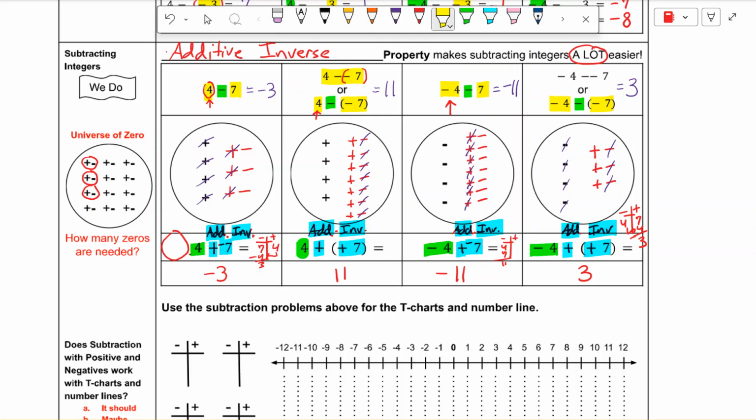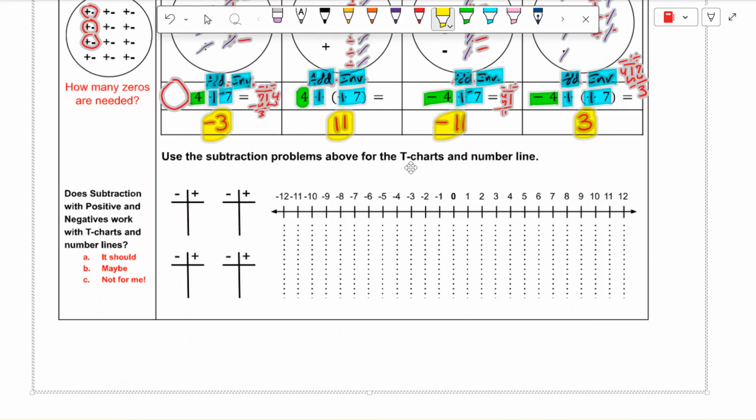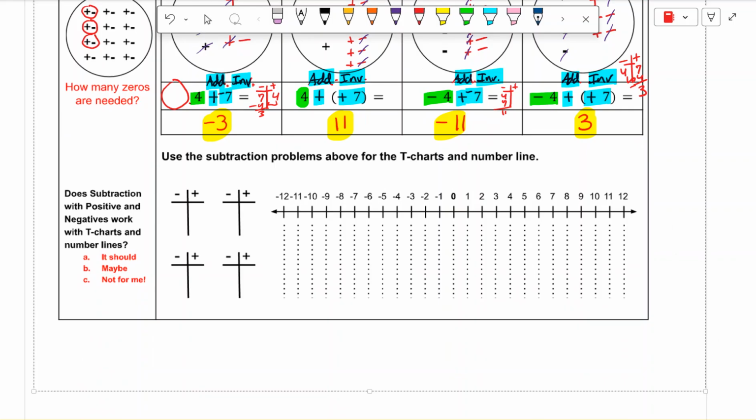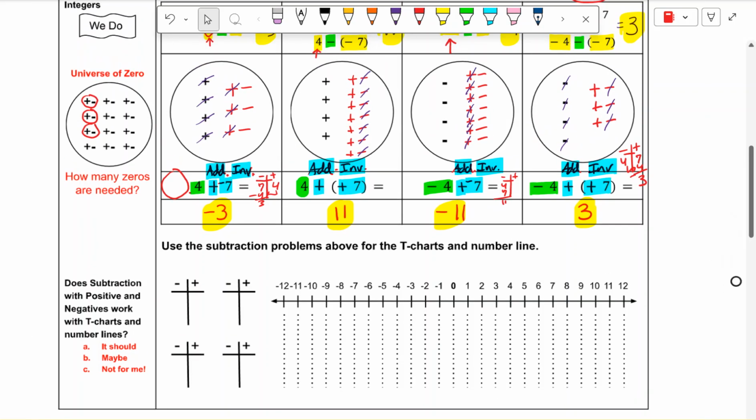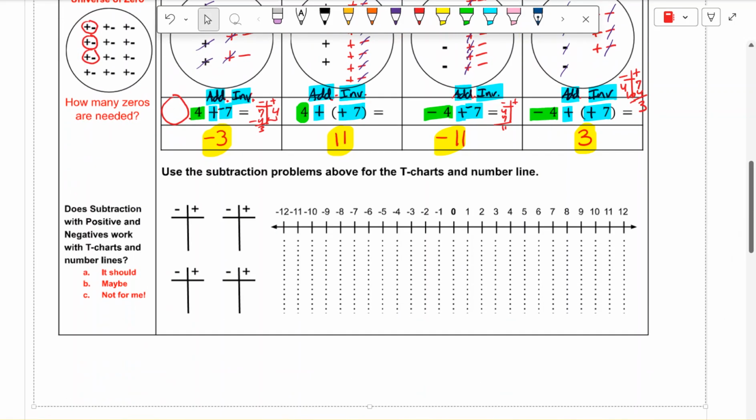All right, the nice thing about additive inverse is, look at this. We get the same answers when we use it. So that's why it's so nice. All right, let's take a look at this one. Use the subtraction problems above for the T-charts and number line. Okay, so we have subtraction problems above. This one was 4 minus 7 at the top. So let's do that.